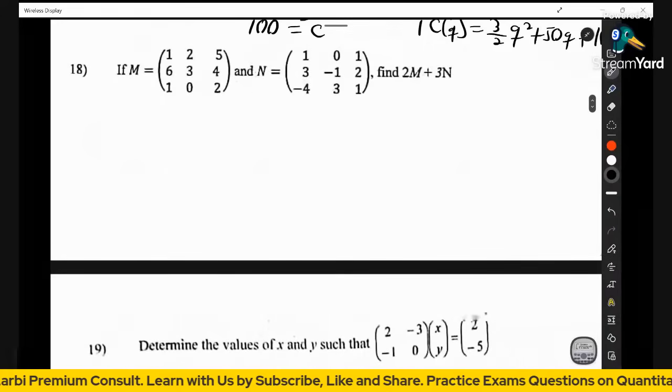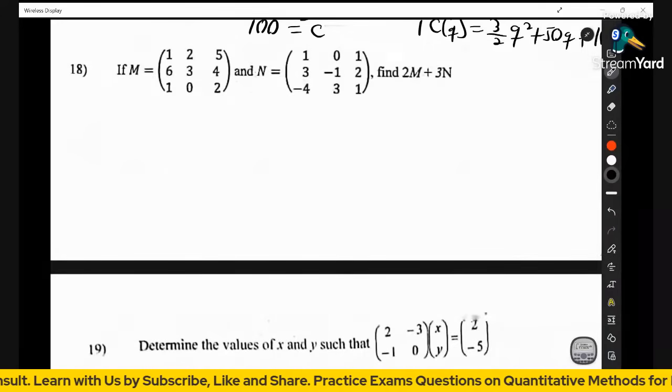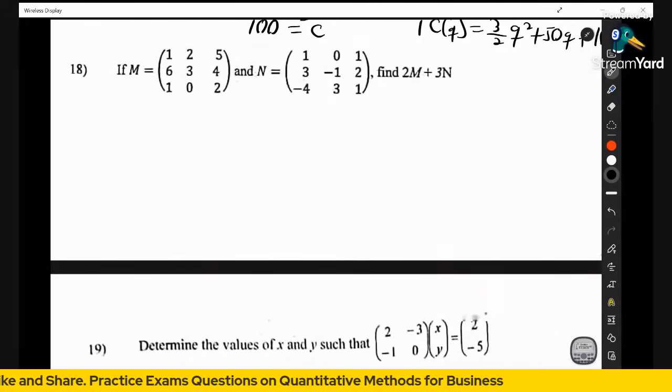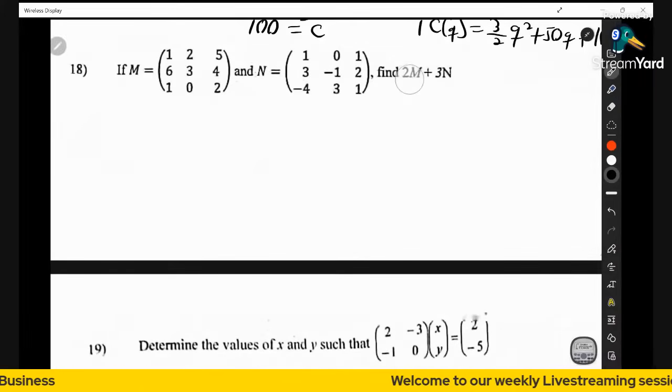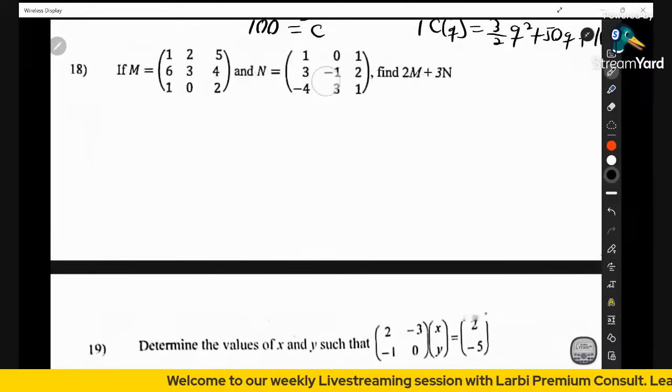Question number 18. If M is a 3 by 3 matrix, and N is also a 3 by 3 matrix, we are asked to find 2M plus 3N. So here, it is a scalar multiplication. By scalar multiplication, you multiply the scalar by each entry or each element in the matrix. Very simple. So this is what we're going to do.